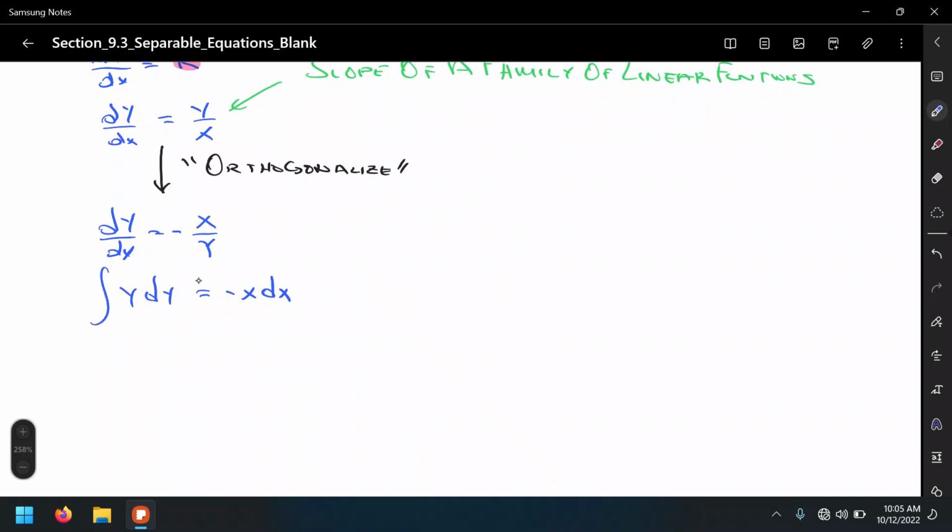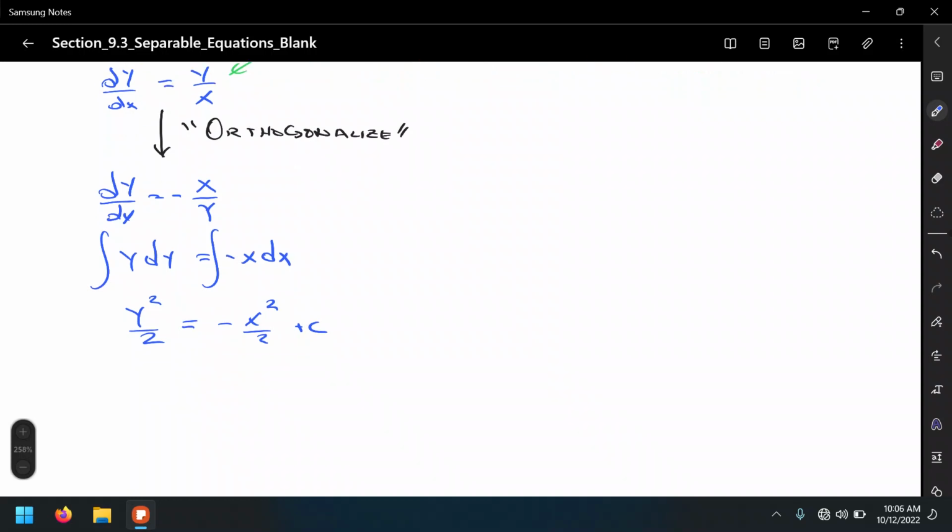So that is, integrate both sides: y squared over 2. Recall that we don't do a plus c on the left hand side. We only do it on the right hand side by the process called absorption. And minus x squared over 2 plus c. So here is where we add that plus c. Well, you might want to have all the variables on the left hand side of the equation. So that's going to give us x squared plus y squared over 2 equals c.